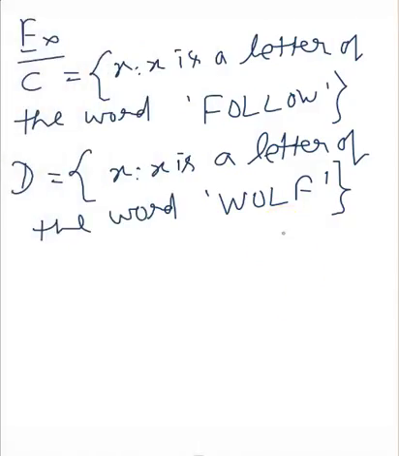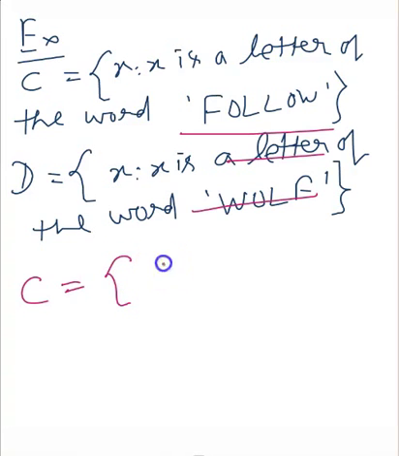Take another example. C is a set where x is a letter of the word FOLLOW, and D is a set where x is a letter of the word WOLF. So let's write these sets in the roster form. So C would be F, O, L, W, right?